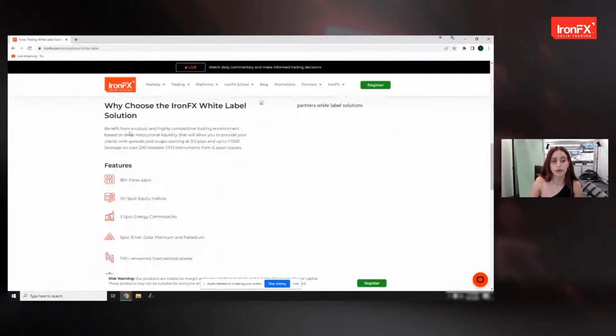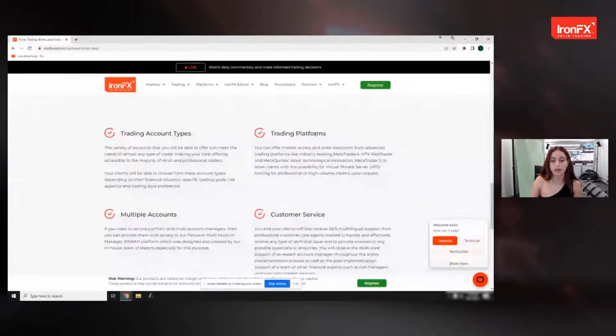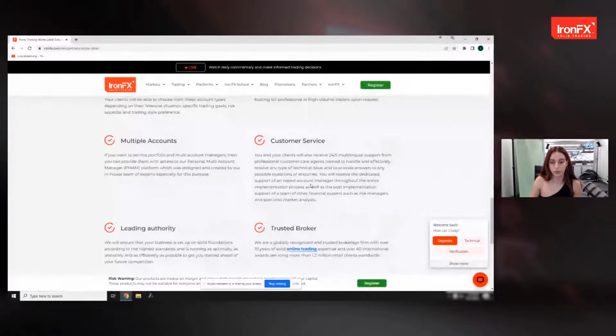You can benefit from a robust and highly competitive trading environment based on deep institutional liquidity that will allow you to provide your clients with spreads and swaps starting from 0.0 pips and up to 1 to 1,000 leverage on over 200 tradable CFD instruments from 6 asset classes. So you have features here. You have trading account types, trading platforms, multiple accounts, customer service, leading authority, and trusted broker.